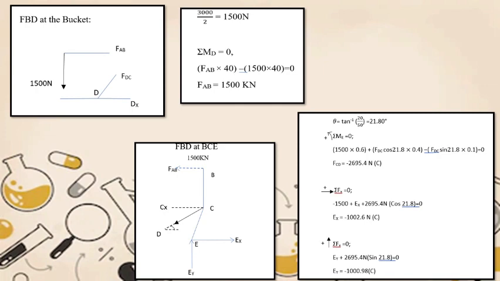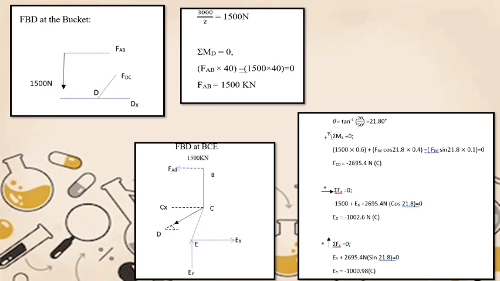Mana dapat 1,500 ni sebab 300 kena bahagi dengan 2. Dapat 1,500. Kenapa kena bahagi dengan 2? Sebab dalam question dia minta 1/2 support. So we must multiply with 1/2, which is we gonna get 1,500 Newton.